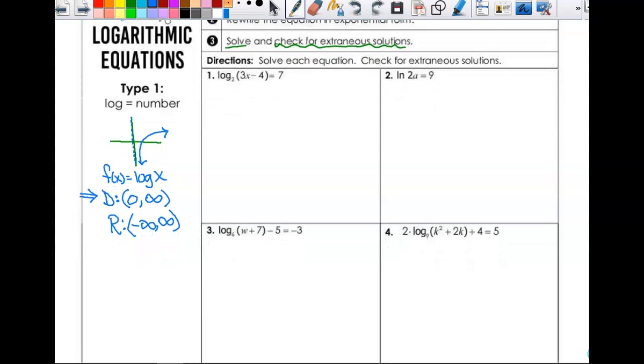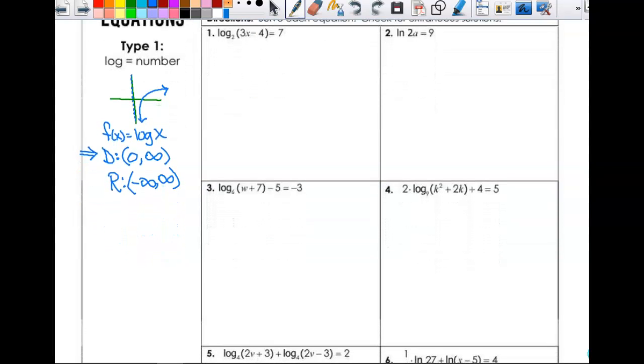So let's see how this works on number 1. So it told me I needed to condense and isolate the logarithm. Well, it's already condensed and it's already isolated. Isolated means that it's the only thing on one side of the equal sign, so we're good. So all we have to do now is rewrite it in exponential form. The base of the log, remember, is the base of my exponent. I take it to that power, which is 7, go around the equal sign, that's equal to 3x minus 4.